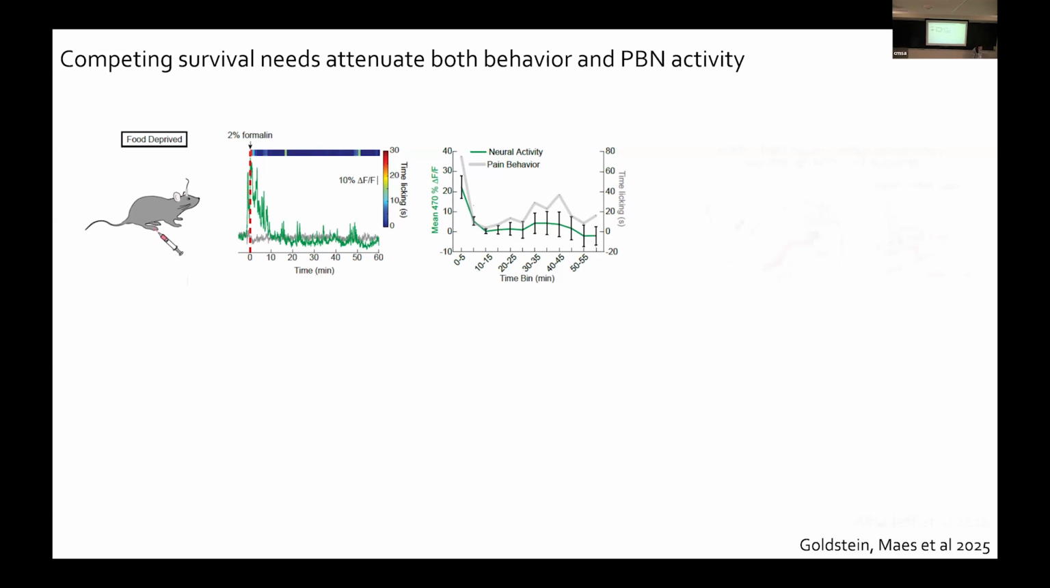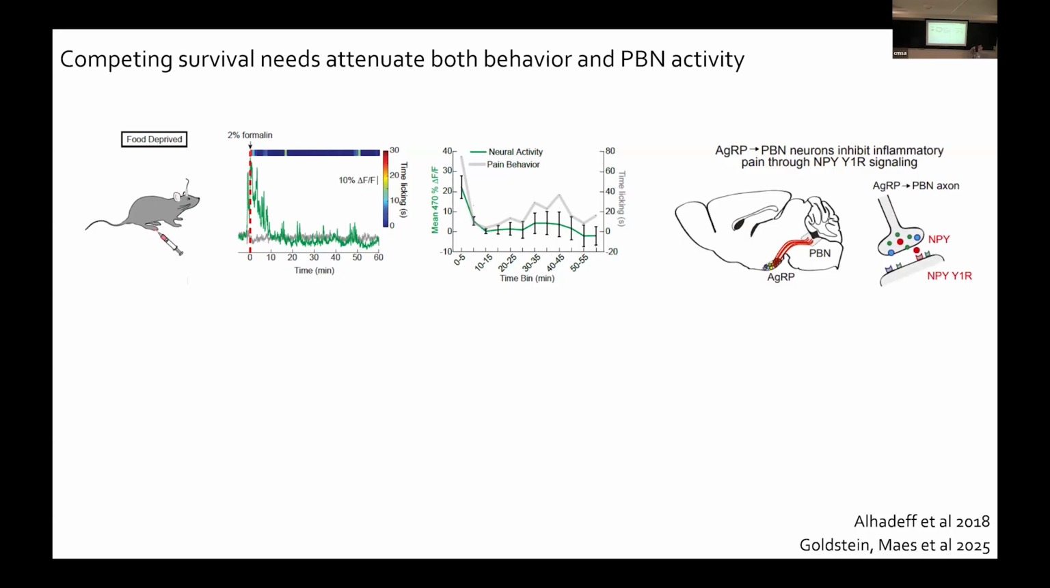Nothing's happening. And in 2018, Bentley Lab showed that this was arising due to a projection of AGRP neurons to parabrachial nucleus. So the agouti-related peptide neurons are in the arcuate nucleus of the hypothalamus. And when an animal is hungry, they start to produce a neuropeptide called neuropeptide Y. They have this hub and spoke interaction with the brain.